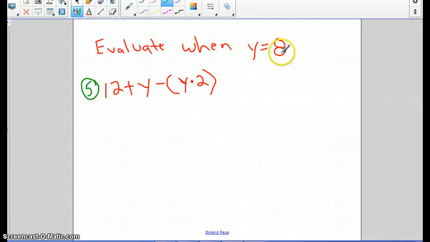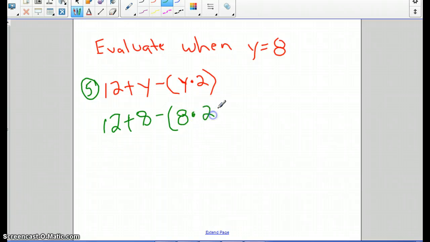Alright, evaluating when y equals 8. Well, start off by rewriting the entire problem and plug in 8 for y. Wherever I see a y, I'm putting 8 in for it. Now, applying the order of operations, doing PEMDAS, parentheses is first, so we want to do this first. 18 minus 2 is 16, so we're going to do 12. Everything else stays the same, plus 8. And then this becomes 16.